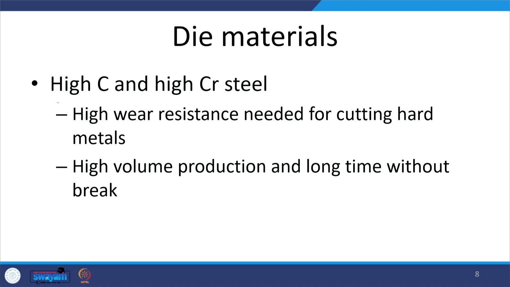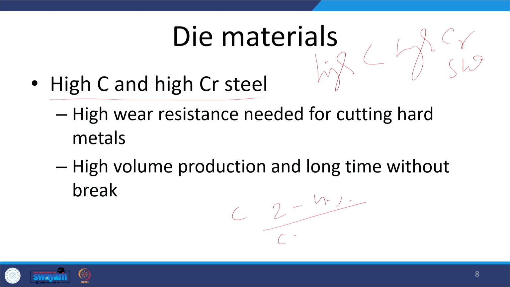Another material which is very commonly used is high carbon, high chromium steel. Here carbon can vary from 2 to 4%, and chromium can vary from say 4 to 30%. The good part is, when chromium reacts with carbon, it forms chromium carbide, which is hard and stable. So, it does not get softened even at elevated temperature.